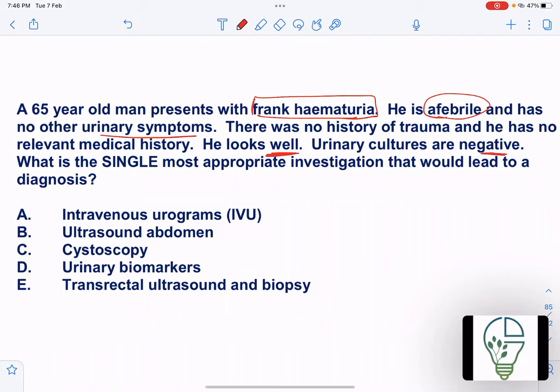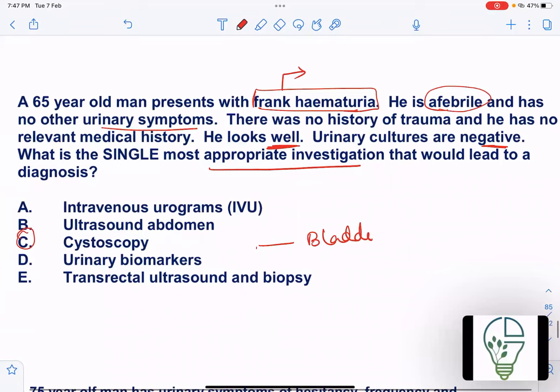So what would we do here? What would be the diagnosis? Like I said, we have frank hematuria, he has no other urinary symptoms and no history of trauma, but he's an elderly male. So the most appropriate investigation of choice here would be a cystoscopy so that we can rule out bladder cancer. Remember, you have to suspect it, especially in an elderly male, if they present with either hematuria or repeated urinary tract infections. And unless you do that, you cannot rule it out.